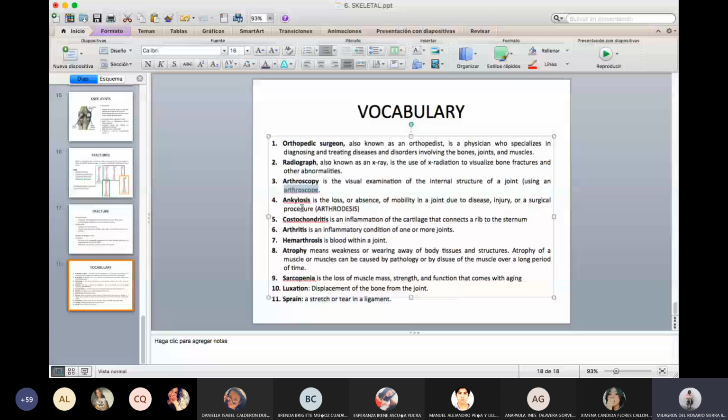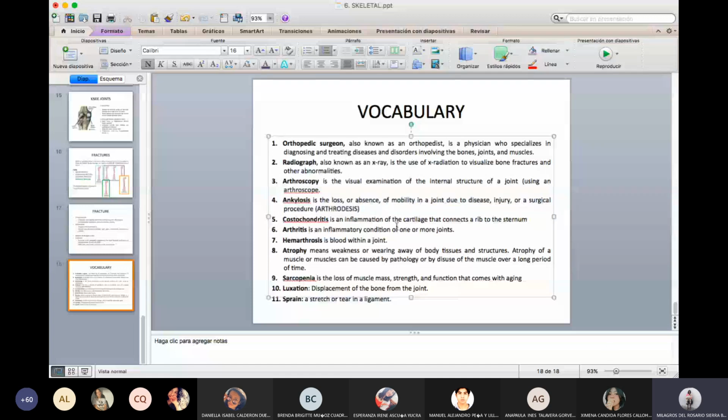Then ankylosis is the loss of or absence of mobility of a joint. This can be like a disease, an injury, or it can be done surgically. When it's done surgically, it's called arthrocentesis. Then costochondritis, this is an inflammation of the cartilage that connects to the rib. So sometimes this can cause chest pain and can be confused with a heart attack, for example.